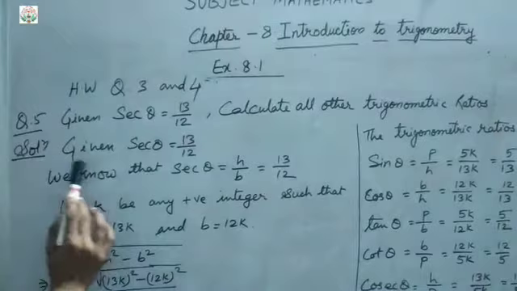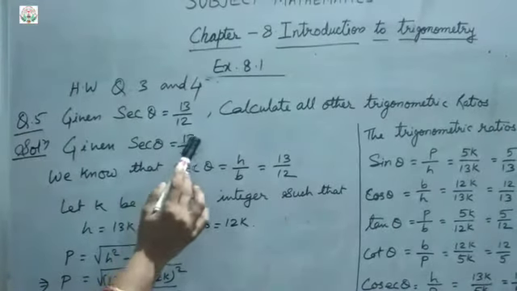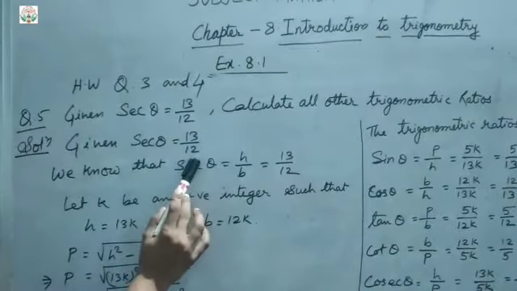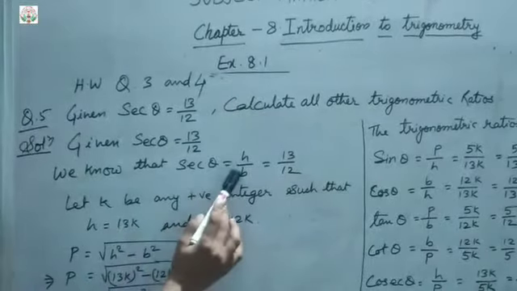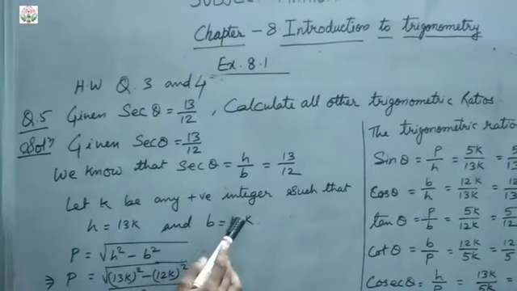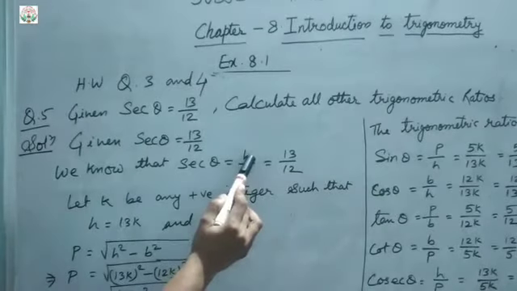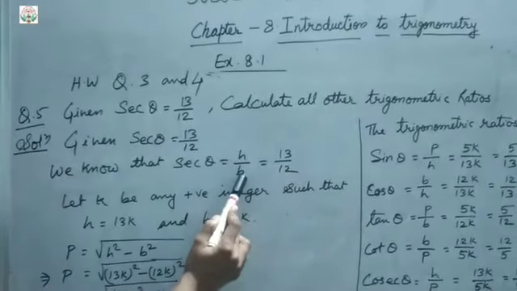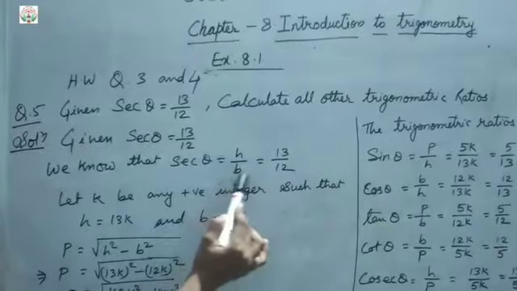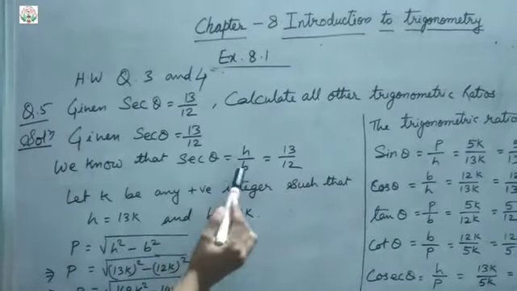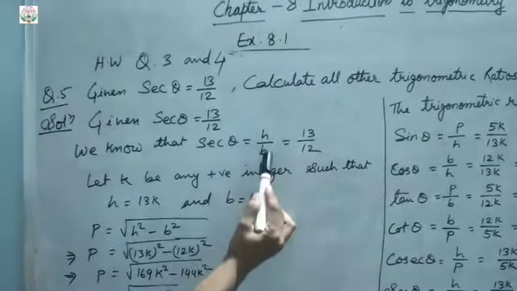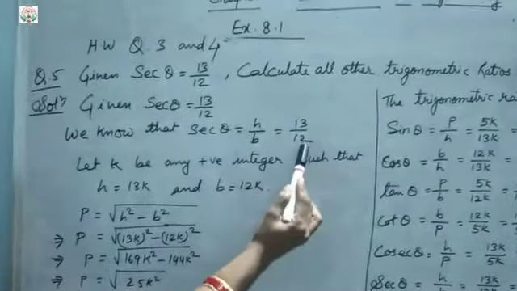So now the solution. Given sec theta equals what? 13 upon 12. And we know that sec theta equals what? In the ratios we have seen, it is H upon B. H is the hypotenuse and B is the base. So this is the ratio we have seen previously. So sec theta equals H upon B, that is equal to 13 upon 12.